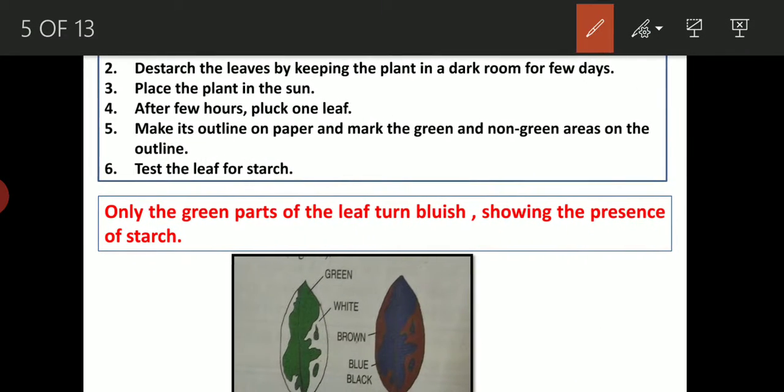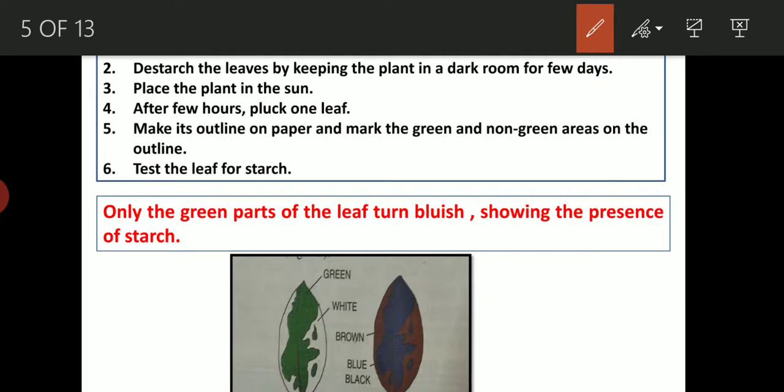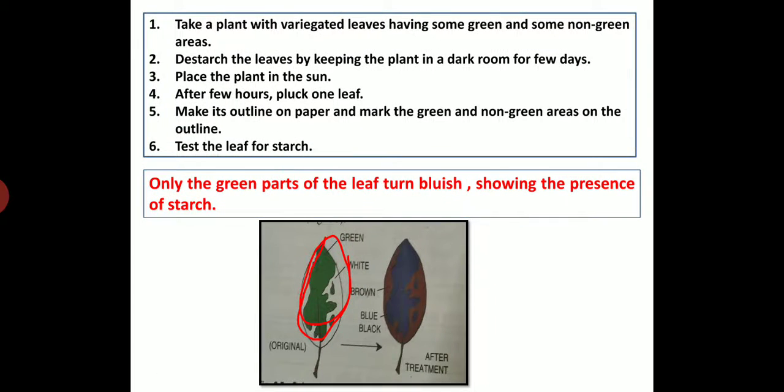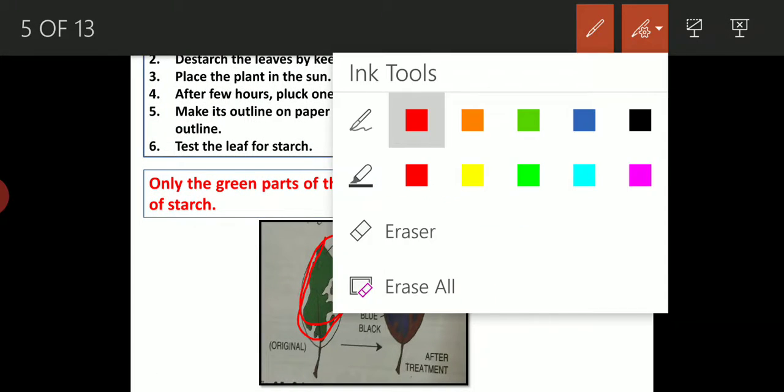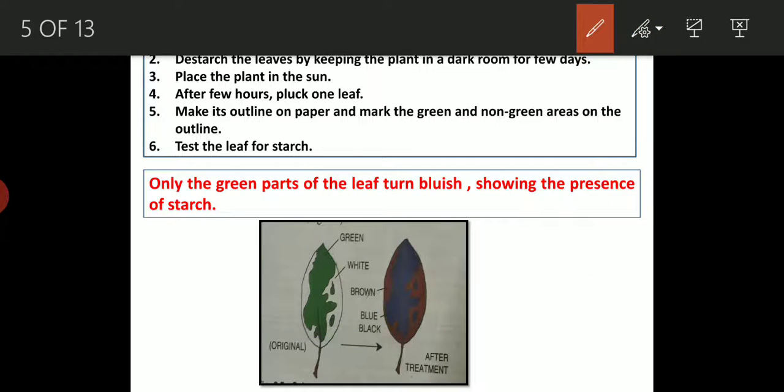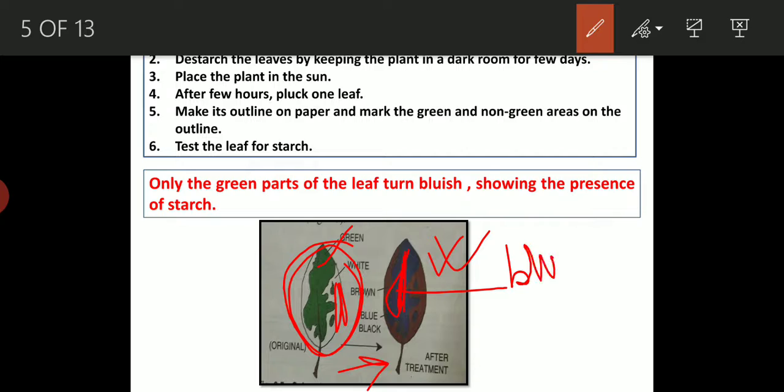See this picture. This is the green portion, right? This portion is green. This is the green portion and this is the white portion. Now, if we perform the iodine test with this leaf, the result will be this one. We will see that only the green part turns blue in color. And the white portion has turned brown in color.